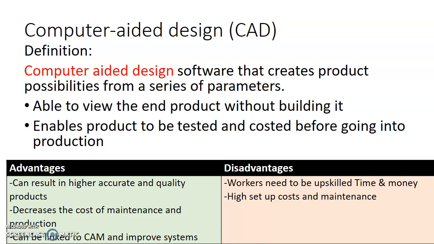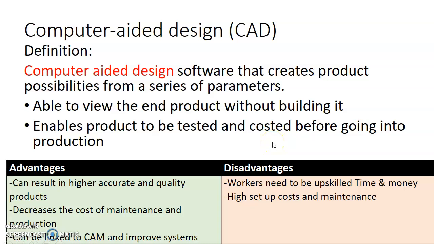How does it help? It helps the designer and also the business owner to visualize how the product will look once it is produced. Many businesses use this kind of software to actually see before they hit the production. Again, as I said, they're able to view the end product without building it. It enables the product to be tested and costed before going into production. So they test the product, they see what the costs are going to be, if it's viable for them or not, and what they need to change or improve in order for it to suit the needs of your business to achieve the business objectives.